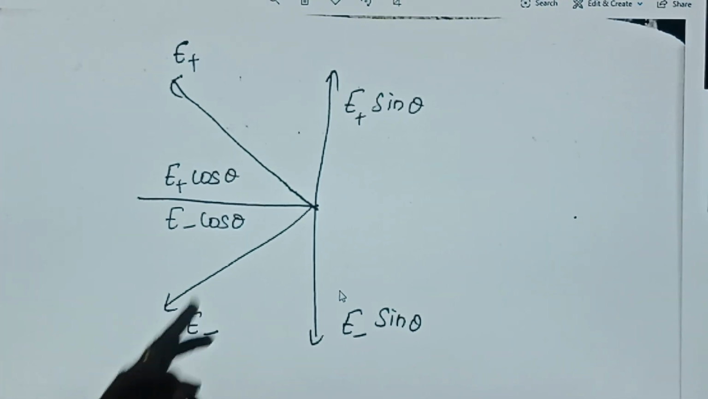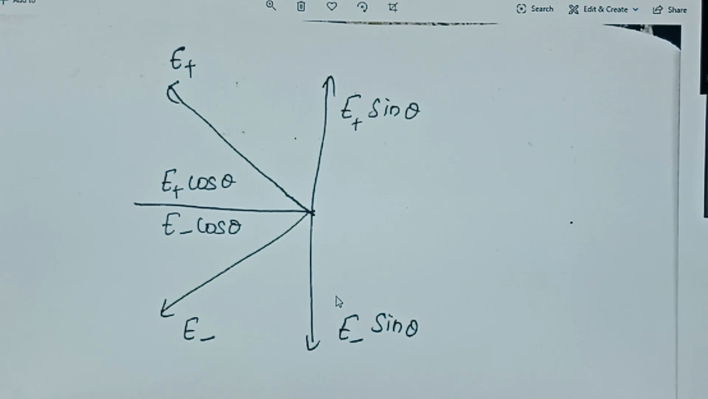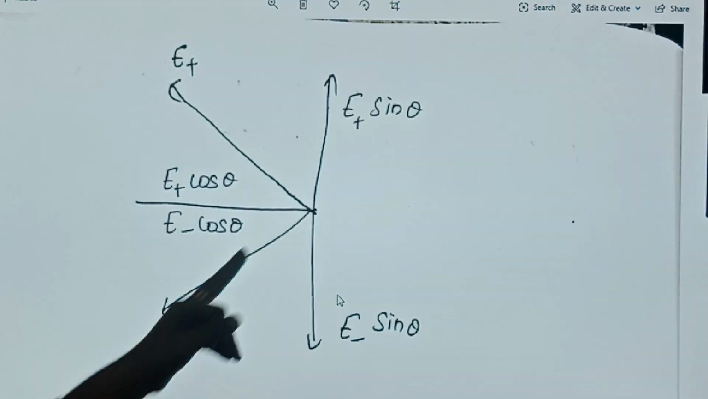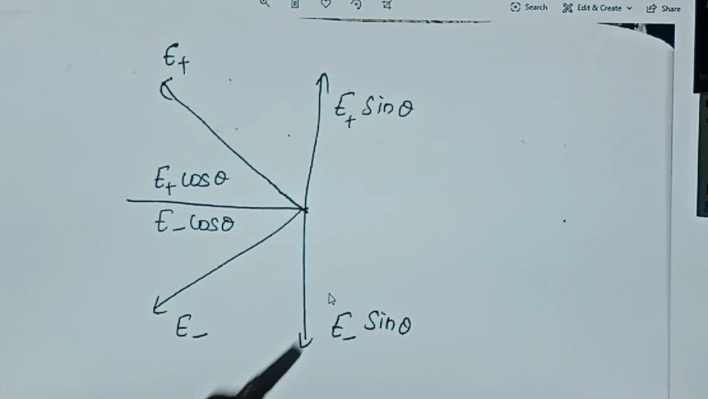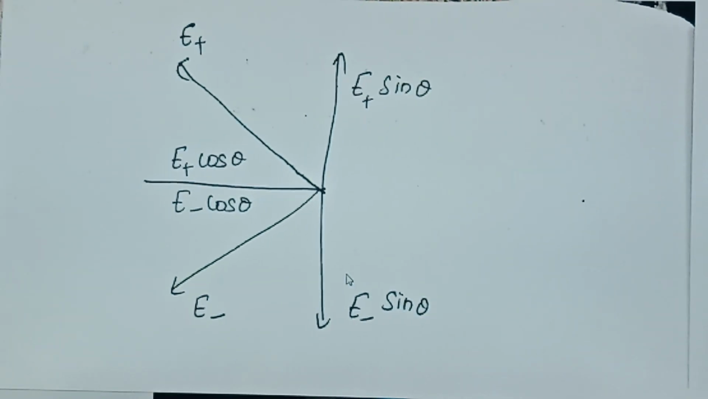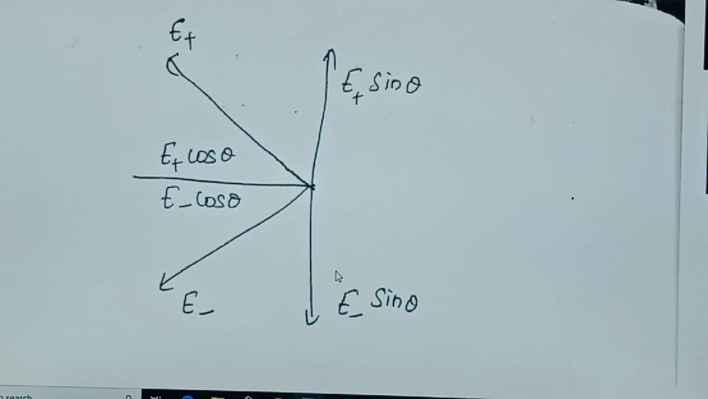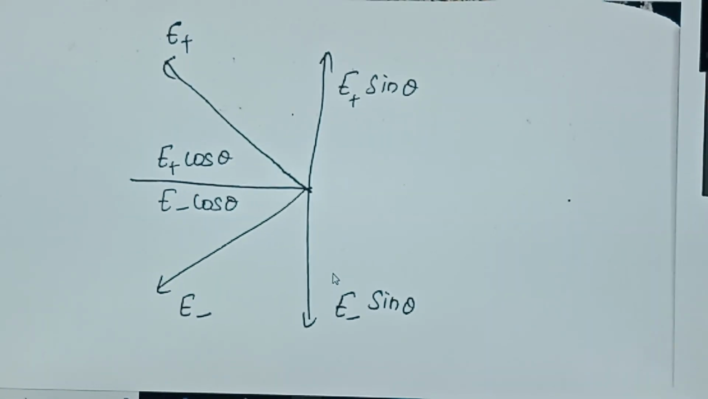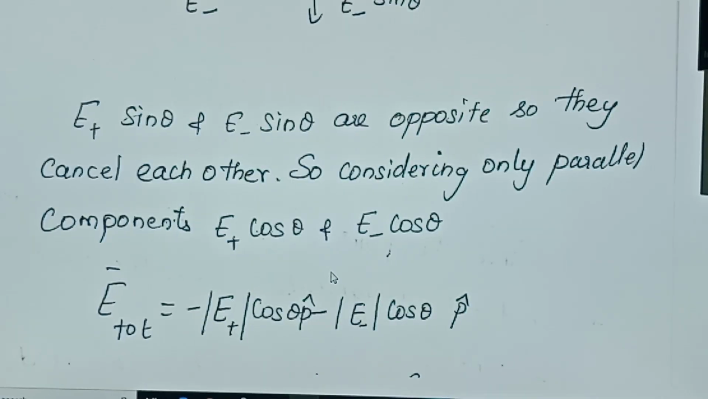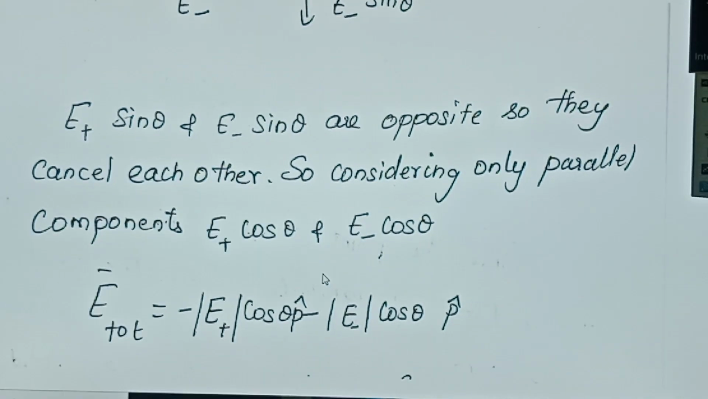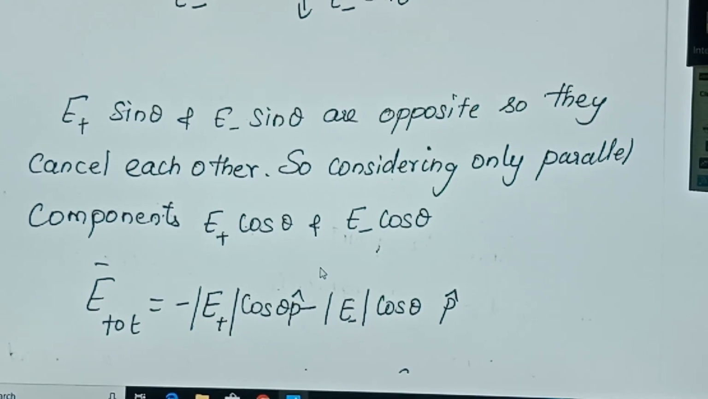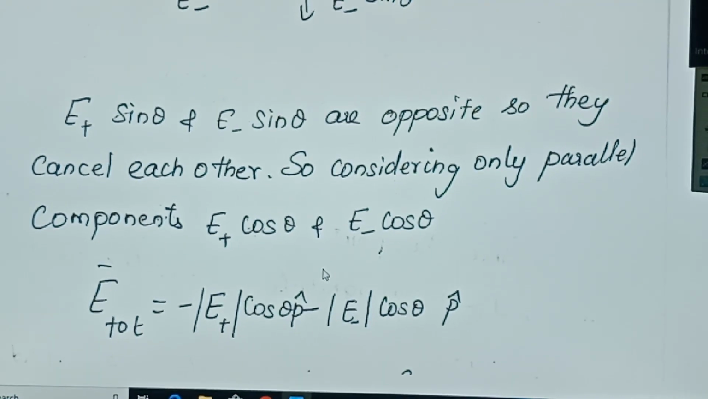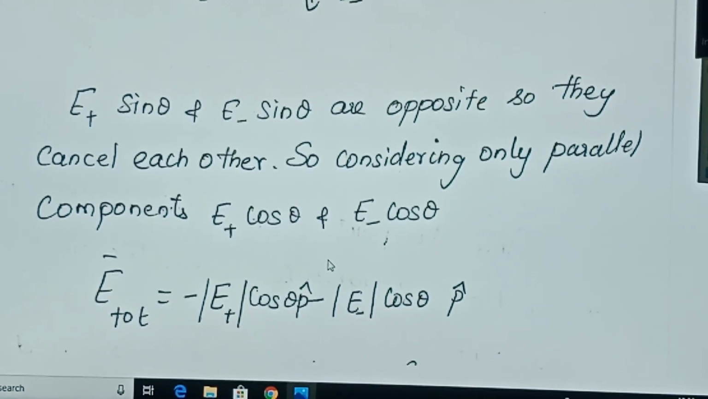When you see this, these two perpendicular components are in opposite directions. This one is in the upward direction and this one is in the downward direction, and so they cancel each other. So we are going to consider only E plus cos theta and E minus cos theta. That is what is written here. E plus sin theta and E minus sin theta are opposite, and so they cancel each other. So we consider only the parallel components, E plus cos theta and E minus cos theta.